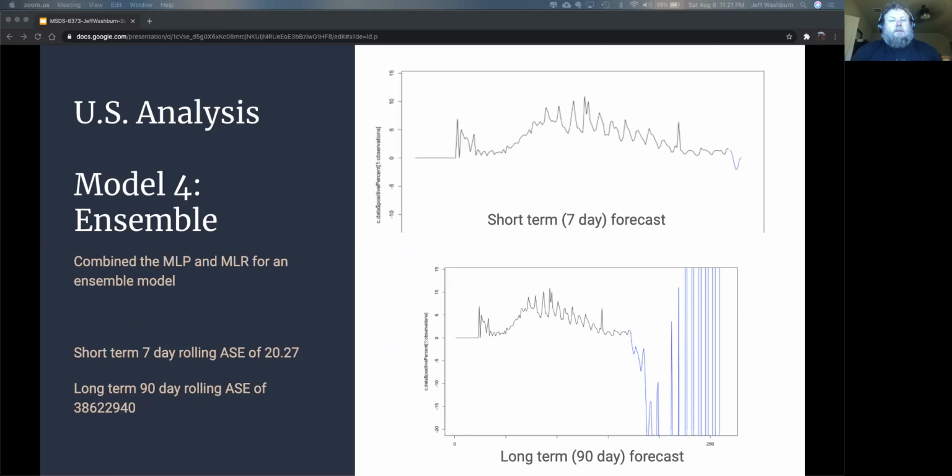Lastly, I created an ensemble model between the MLP and MLR for both US and Nebraska. The US model was able to provide both short and long-term predictions, but was not very useful for the long term. I combined using an average of the predictions and then calculated the ASE.